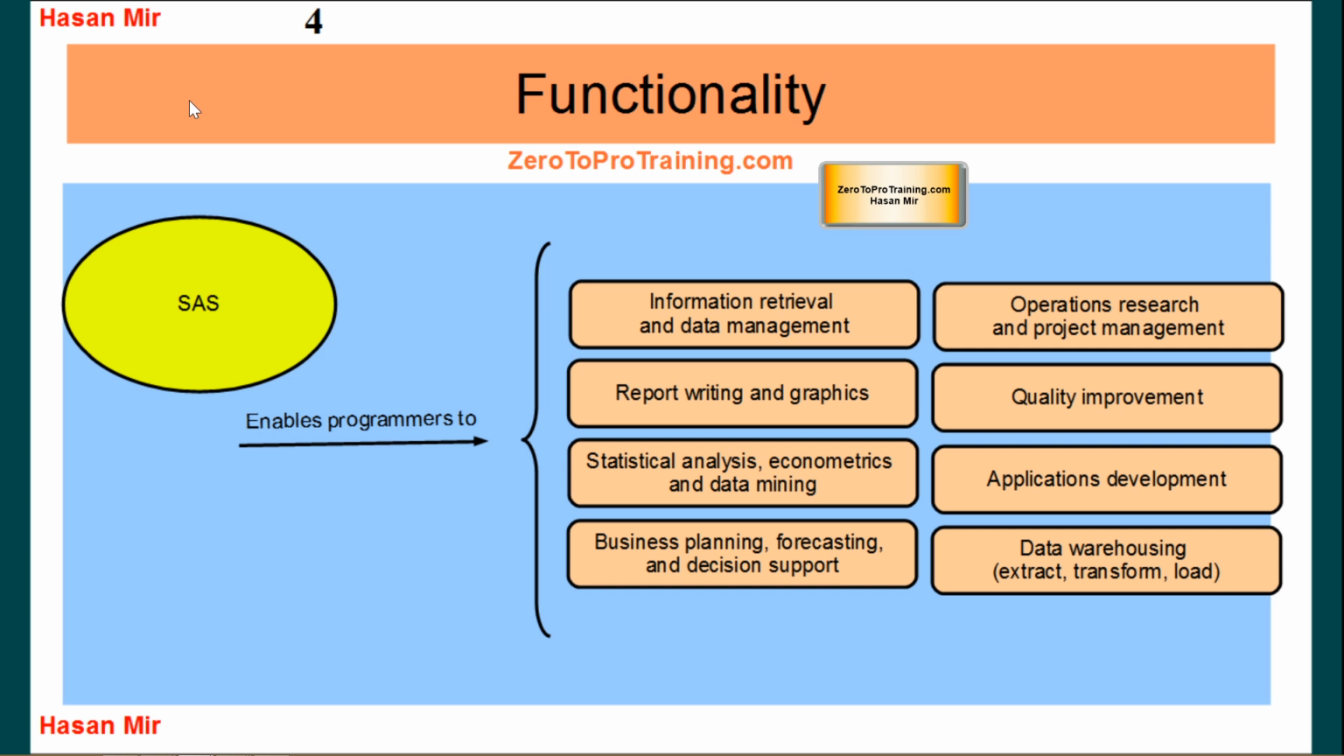So here are the different areas where SAS could be used by the programmers: information retrieval and data management, report writing and graphics, statistical analysis, econometric and data mining, business planning, forecasting and decision support, operations research and project management, quality improvement, applications development, and data warehousing ETL process, extract, transform, and load.